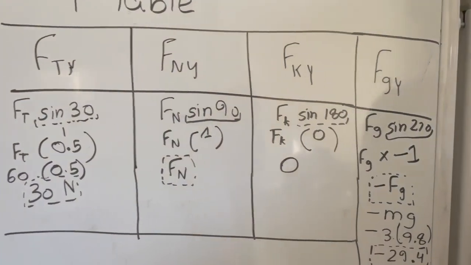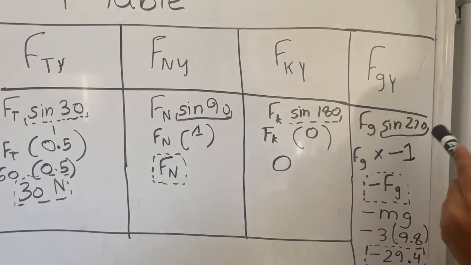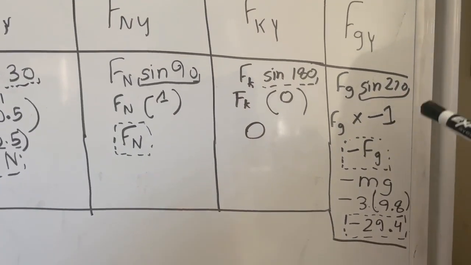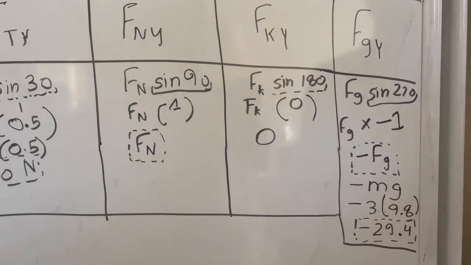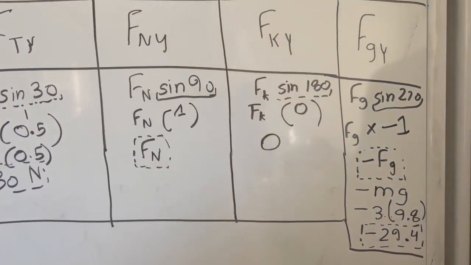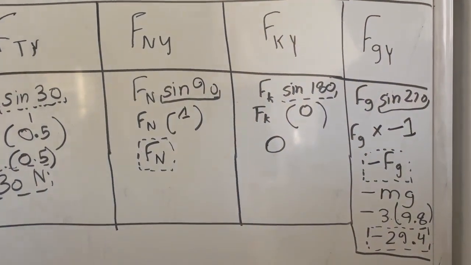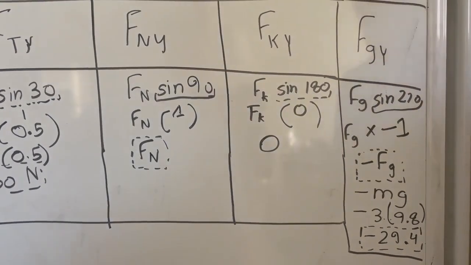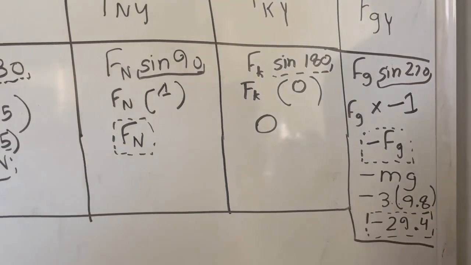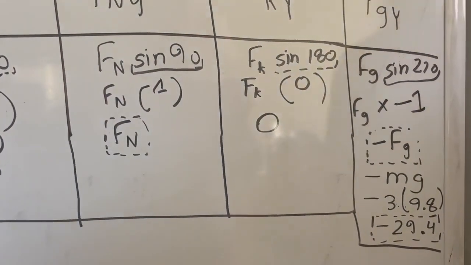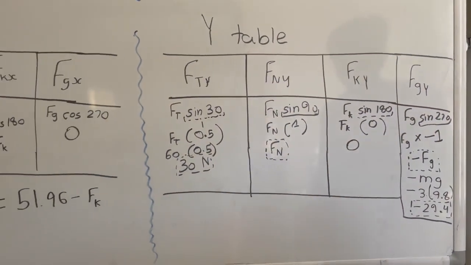Now, let me bring your attention to Fg. So, the angle it makes is 270, and sine 270 is negative 1, so we'd have negative Fg. But wait, we could do more. Fg is mg, mass times gravity. So we'd end up with negative mg. And since we're already given the mass, and we know it happens on Earth, gravity being 9.8 and the mass being 3, we just plug them in and do negative 3 times 9.8. Put that in your calculator, and you'd end up with negative 29.4.